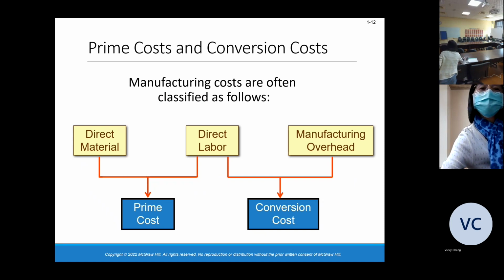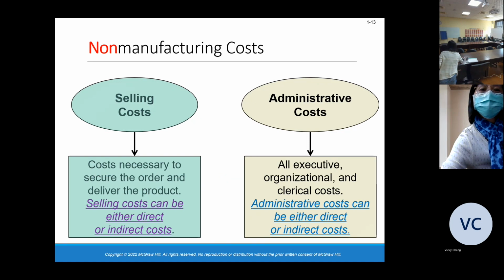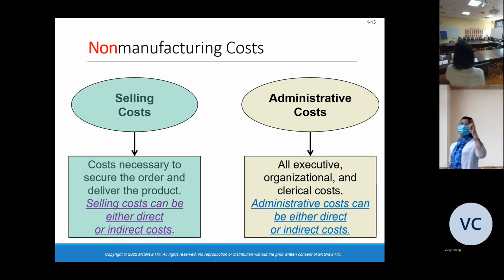And here comes non-manufacturing costs. So we are talking about manufacturing costs. They include direct labor, direct material, and manufacturing overhead. But we do have some non-manufacturing costs. And they are selling costs and administrative costs.